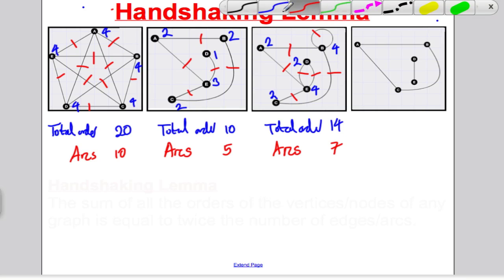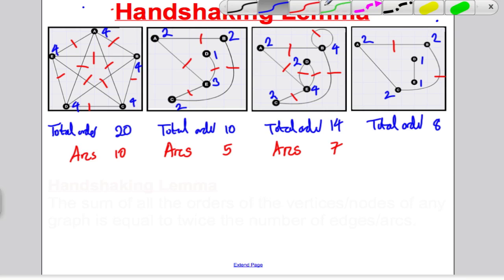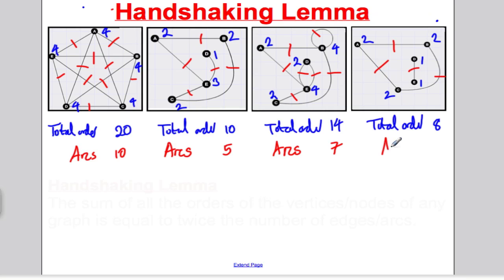And let's do the last one here. We've got 2 here, 2 here, 2 here, 1 and 1. So the total order is 2 plus 2 plus 2 plus 2, which is 8. And counting up the edges here, we've got 1, 2, 3 and 4. So the arcs are 4.